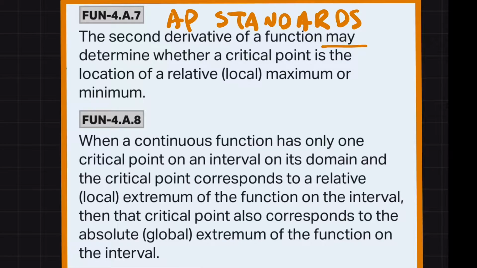The second one says when a continuous function has only one critical point on an interval on its domain, and the critical point corresponds to a relative extrema of the function on the interval, then that critical point also corresponds to the absolute extremum of the function on the interval. We won't specifically look at this one today. But just know that that standard is connected to what we're doing today.